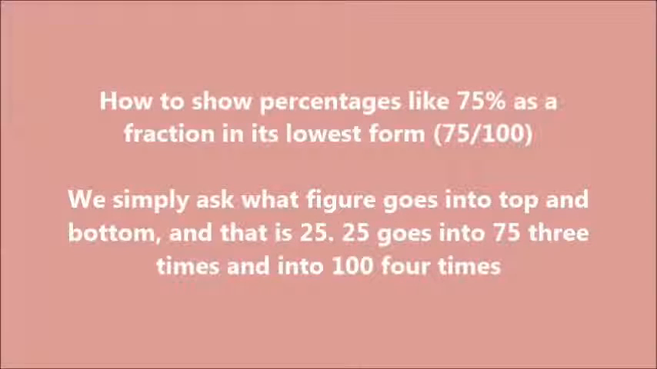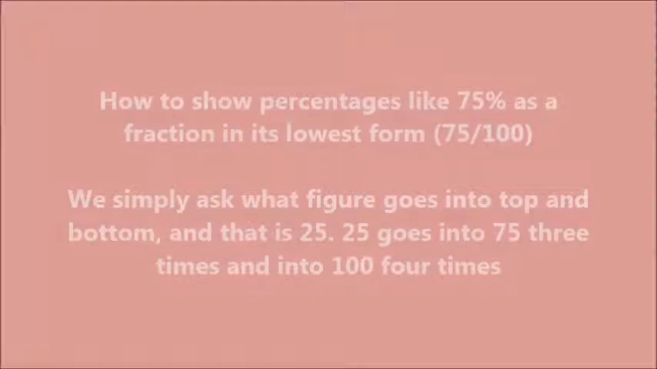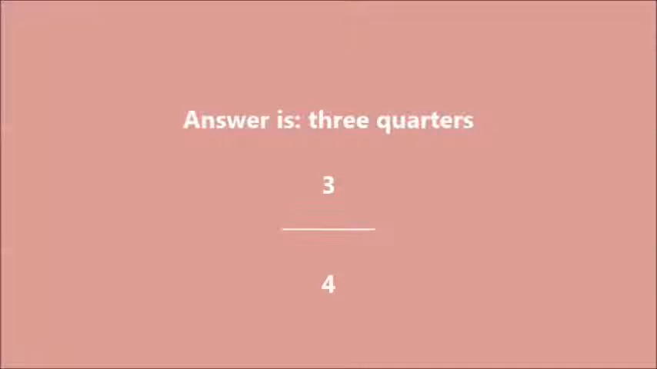How to show percentages like 75% as a fraction in its lowest form? 75 hundredths? You never hear anybody say that, do you? Well, you simply ask what figure goes into the top and bottom, and that is 25. 25 goes into 75 3 times and into 100 4 times. So therefore, the answer to that would be 3 over 4, and that's not how we say it, is it? No, it's 3/4. 75% is exactly the same as 3/4. That's what it is.